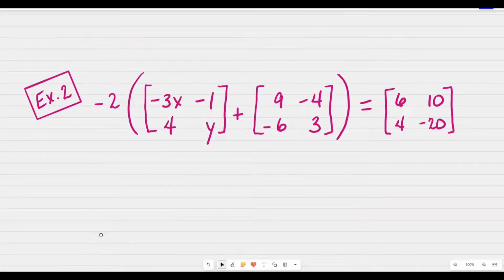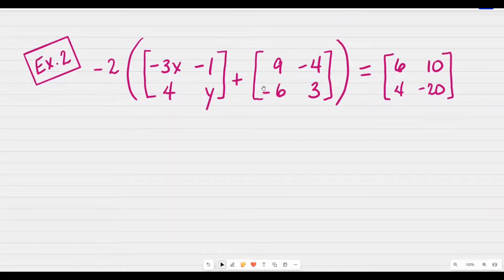Example 2, what I have is two matrices that are supposed to be added together. Then I'm going to use scalar multiplication to distribute that to that answer. And at that time, I will try to solve for my x and my y.